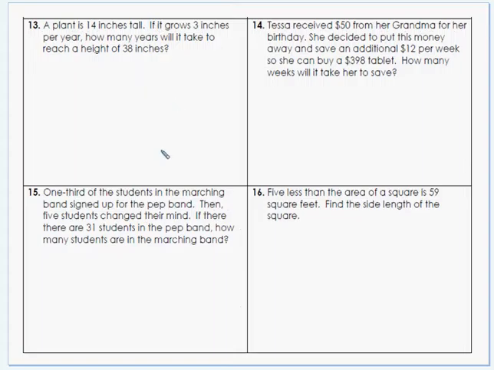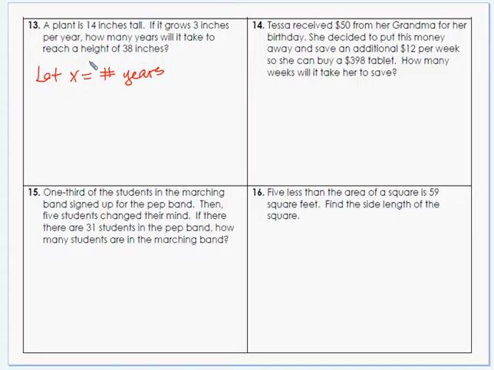We only have a couple of more problems left, so let's take a look at these now. On number 13, we have a plant is 14 inches tall. If it grows 3 inches per year, how many years will it take to reach a height of 38 inches? So we are trying to find, and let x equal the number of years. We want to know how many years will it take for it to reach this height.